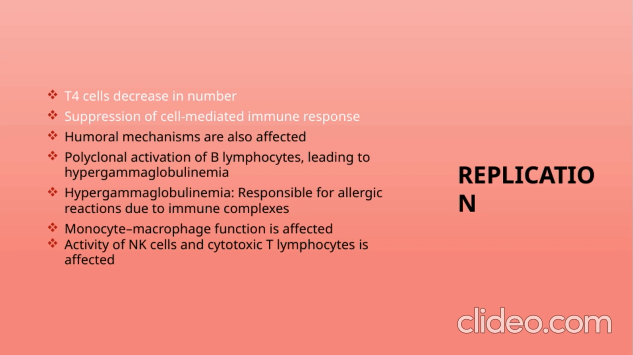Additionally, monocyte and macrophage functions are also affected, impairing the body's ability to clear pathogens effectively. And it's important to note that the activity of natural killer cells and cytotoxic T lymphocytes, our immune system's frontline defenders, are also compromised. All of these changes together illustrate how the immune system becomes dysregulated during this phase, leading to increased susceptibility to infections and immune-related issues. This is a key part of understanding how immune suppression can develop and why managing these effects is so crucial.